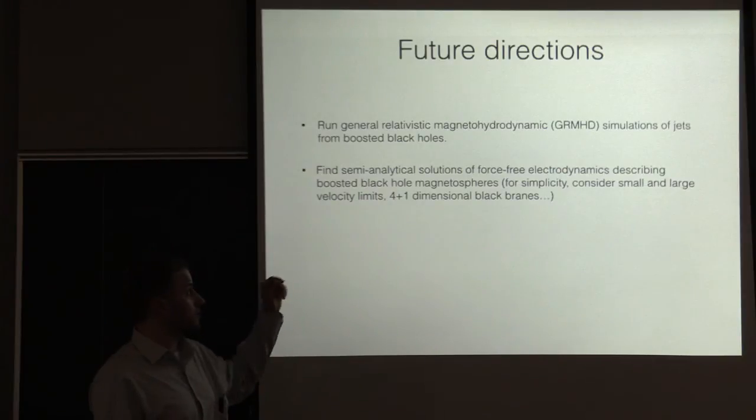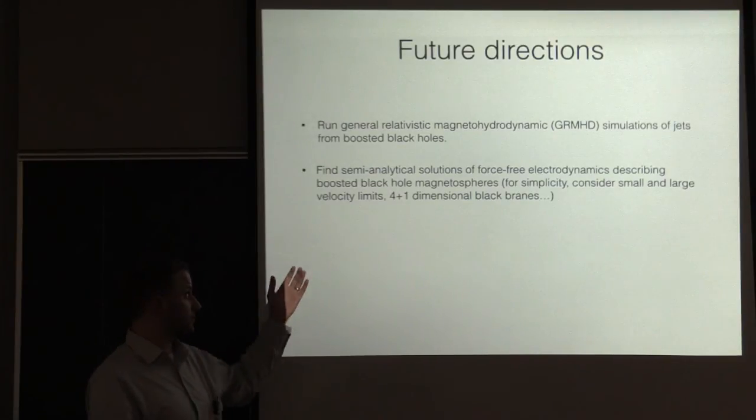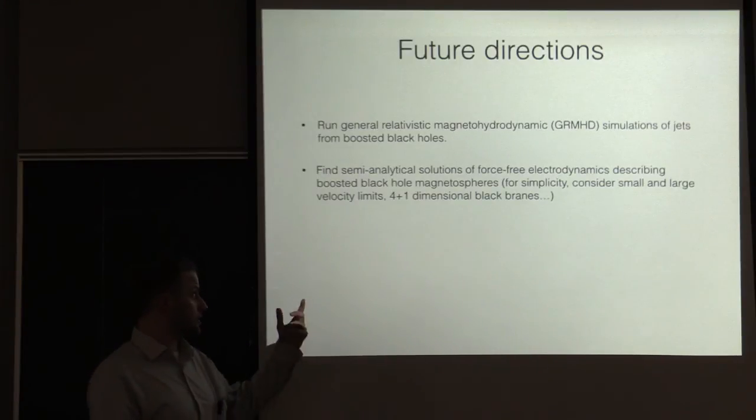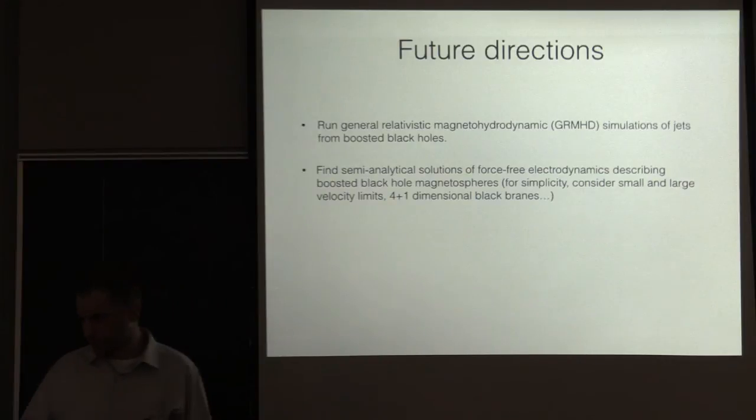There's more analytical work to do with that problem, so it'd be fun to find semi-analytical solutions for the magnetospheres of moving black holes. It's a harder problem than spinning black holes. There's less symmetries, but you can simplify the problem by going to different limits, like making the velocity really large or really small. You can also simplify that if you just want any analytical solution, because we have none right now. You could simplify the problem a lot by going to higher dimensions where there's black branes which have translation invariance, and then that would make it easier to solve.